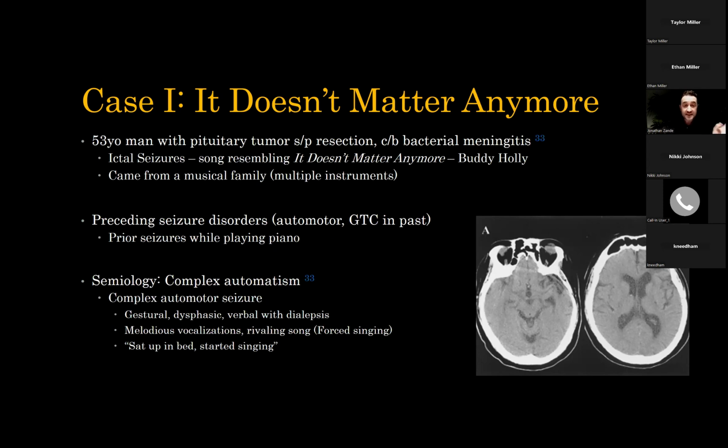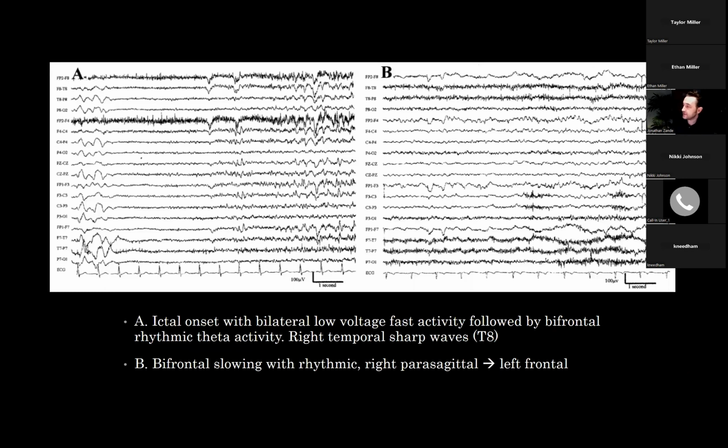He did have a preceding seizure disorder, other types of seizures in the past, like we kind of talked about as possible. In fact, sometimes when he played the piano, he would have seizures, so a musicogenic epilepsy in that case. But he developed these seizures where he would start to sing when he had them. This was his EEG. You can see he had onset of seizure in the right temporal region, and then that would spread to various other areas of the brain.